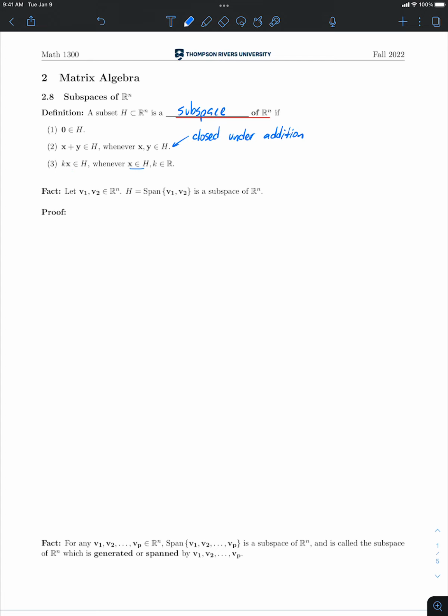Okay, and just like with the second condition, there's a nickname for this. This is referred to sometimes as the closure of scalar multiplication, or to say that H is closed under scalar multiplication.